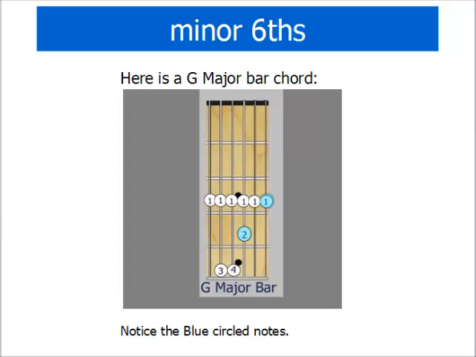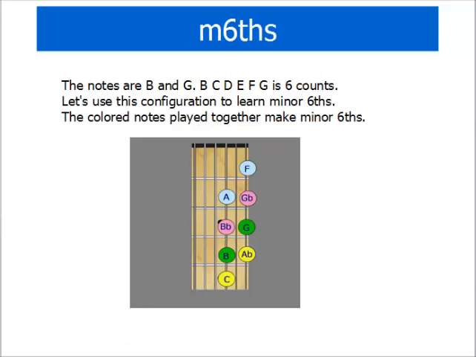And there's your minor sixth. Your major sixth, minor sixth. Big difference from one little fret. Alright, so we got a color coding here.